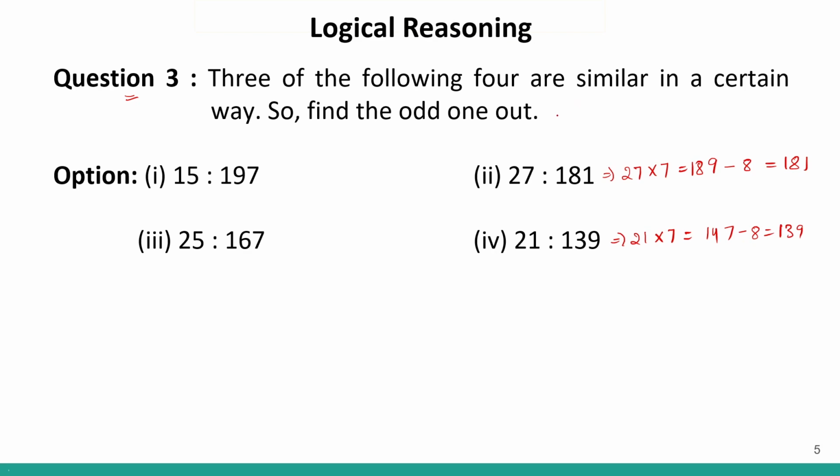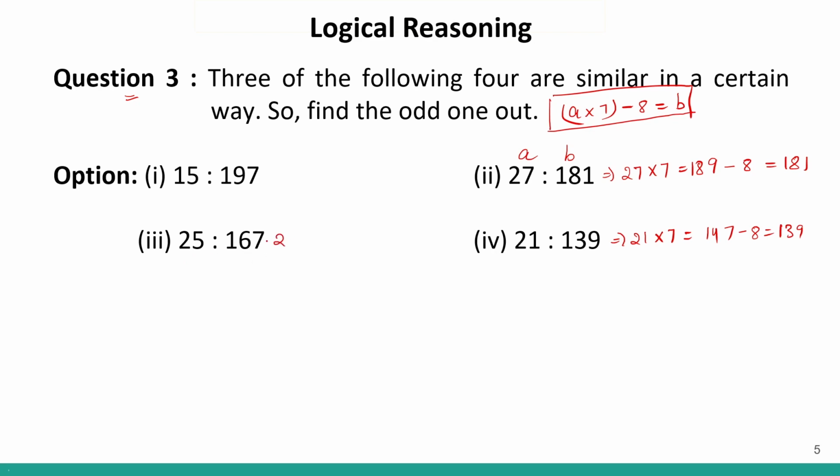So what is the logic? If this is A, this is B. A into 7 minus 8 is giving me B. This is the logic. A into 7 minus 8 is giving me B. This is true for option number 2 and this is true for option number 4 as well. So now let us look at option number 3. Over here, if this is 25, 7 times.